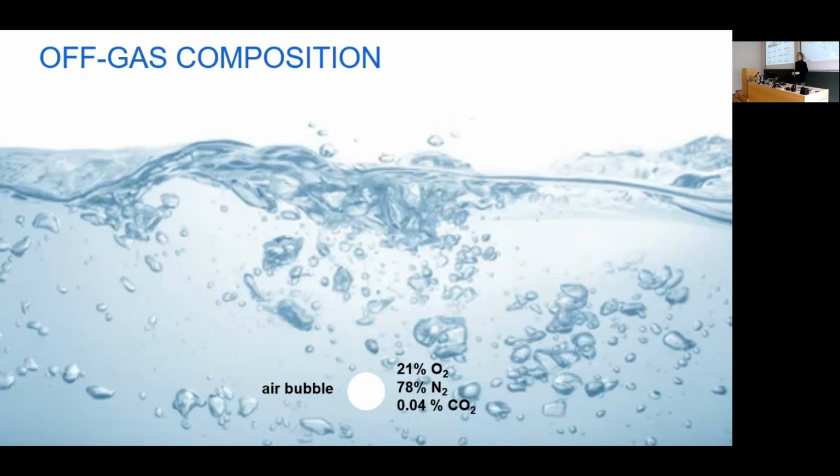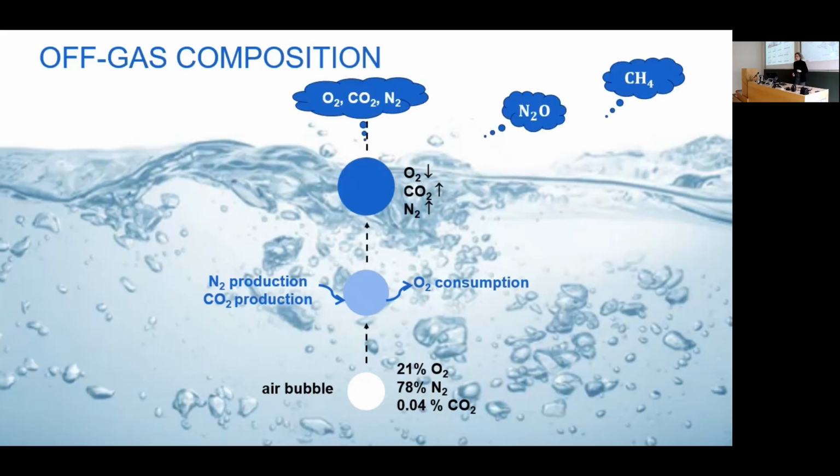We can learn a lot from the composition of a gas bubble while it is rising in the wastewater treatment reactor. An air bubble starts with the same composition as air. It rises, and while it rises, the microorganisms convert all types of components. They consume oxygen, they produce nitrogen and CO2, and that makes the composition of the air bubble change. Oxygen concentration is depleted, CO2 and nitrogen concentration increases. And you can measure all of that, so you actually get a footprint of what happens in the installation, besides measuring N2O and methane as greenhouse gases.